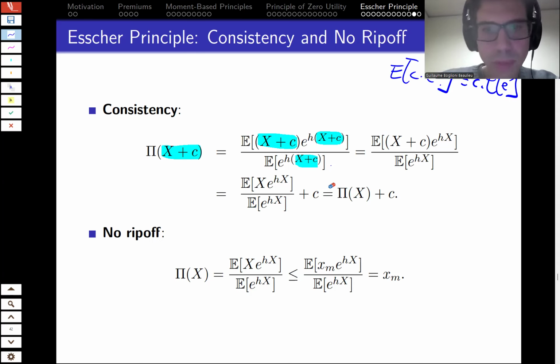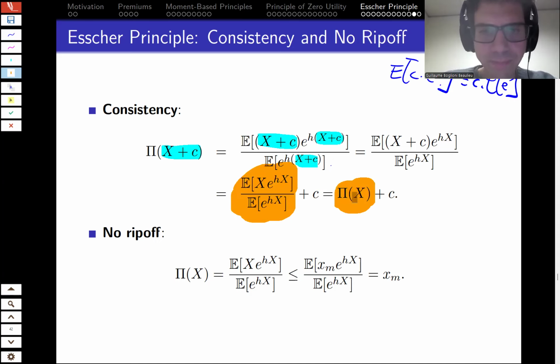And again, we're done because we recognize this is by definition the premium of x based on this principle. No ripoff, easy as well.